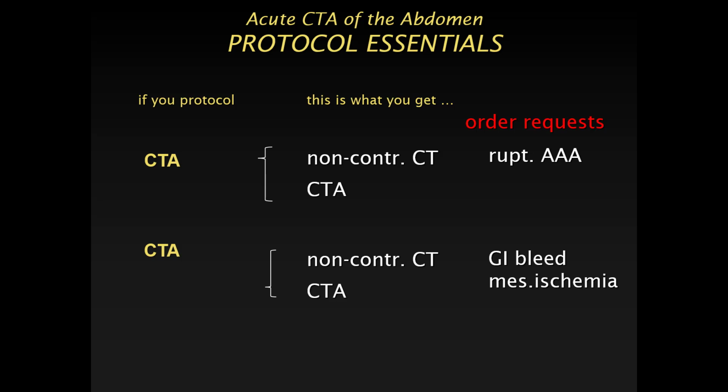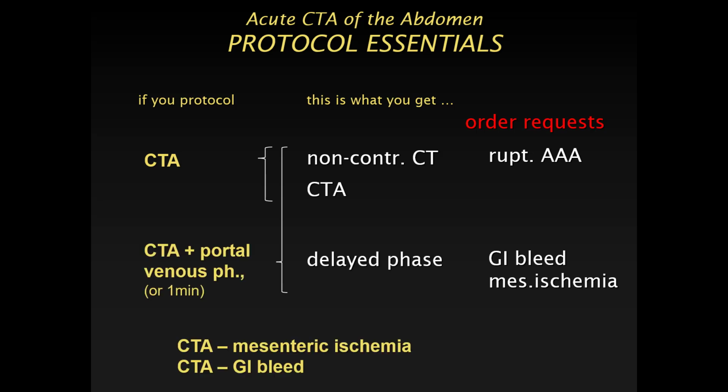So what you have to do in that setting is, if you want a CT, you have to order a CTA plus add manually a portal venous phase, or you can write please do a delayed phase somewhere. It doesn't really matter when, as long as you do it. Or you can just click, there is a separate order for a GI bleed and for a mesenteric ischemia protocol.